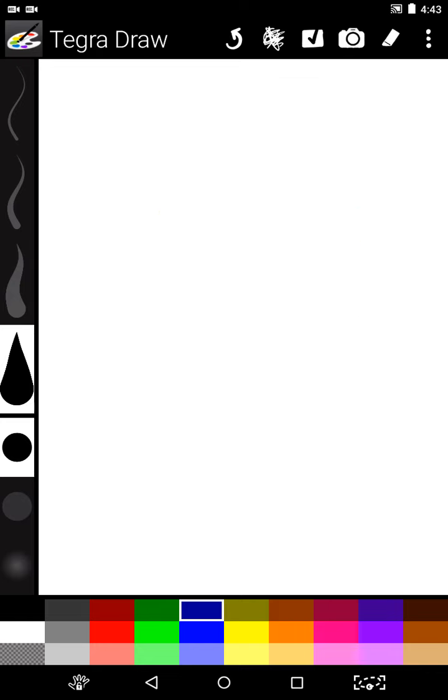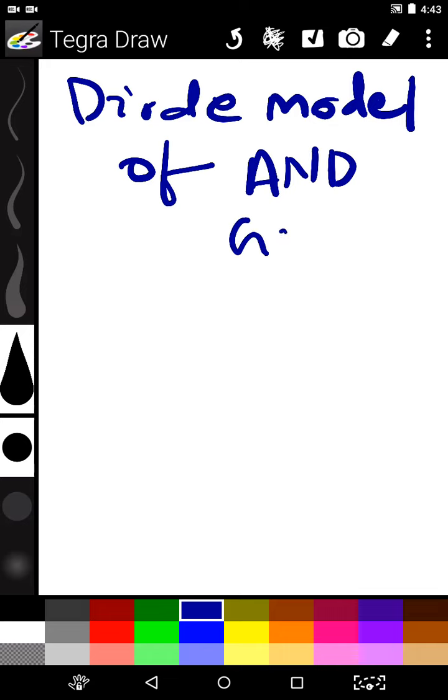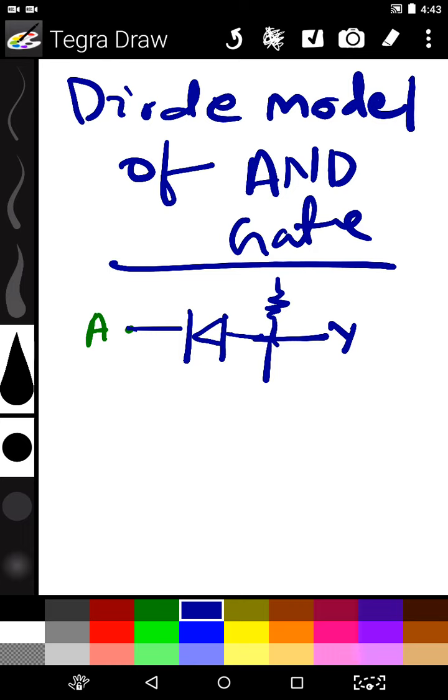Now we will go for the diode model of the AND gate. How do we represent the diode model? This one is A, this one is the diode, this one is a resistor, and this one is the output Y. Similarly, another diode, and this one is the B input.